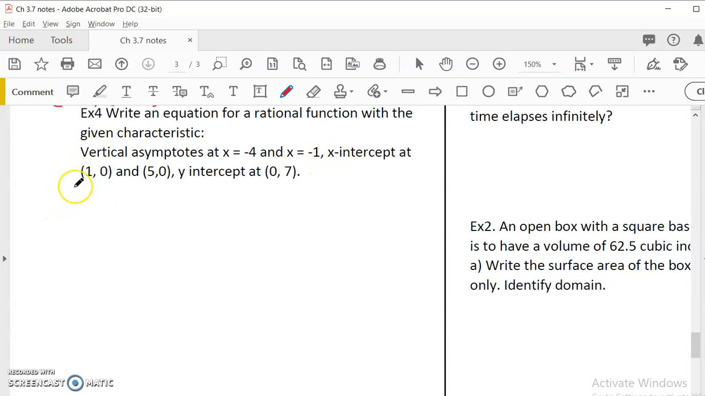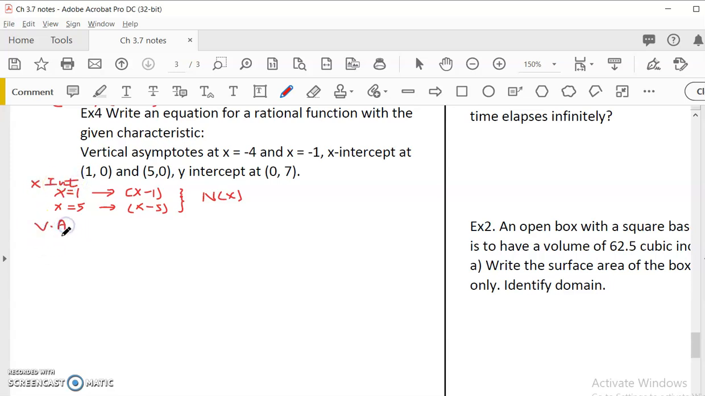So let's write out the x-intercepts. X is equal to 1, and that means I have x minus 1. X equal to 5, this is the x-intercept. That means I have x minus 5, right? If you subtract 5 on both sides. So these two would be in the numerator.